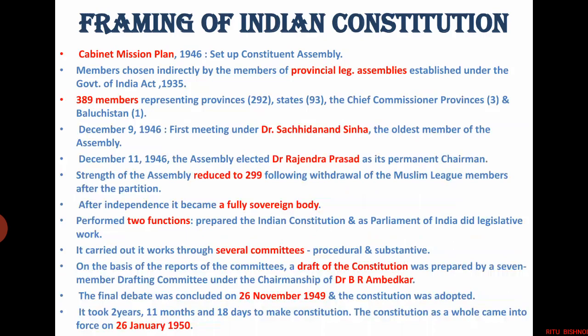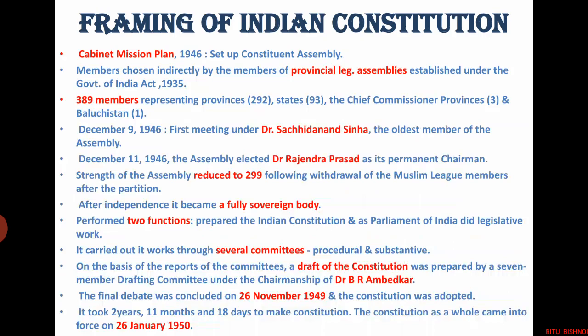After independence, it became a fully sovereign body and performed two functions. First, as a constituent assembly, it prepared the Indian Constitution. Second, as a Parliament of India, it made laws for the country. The Constituent Assembly set up 13 committees for framing the Constitution.